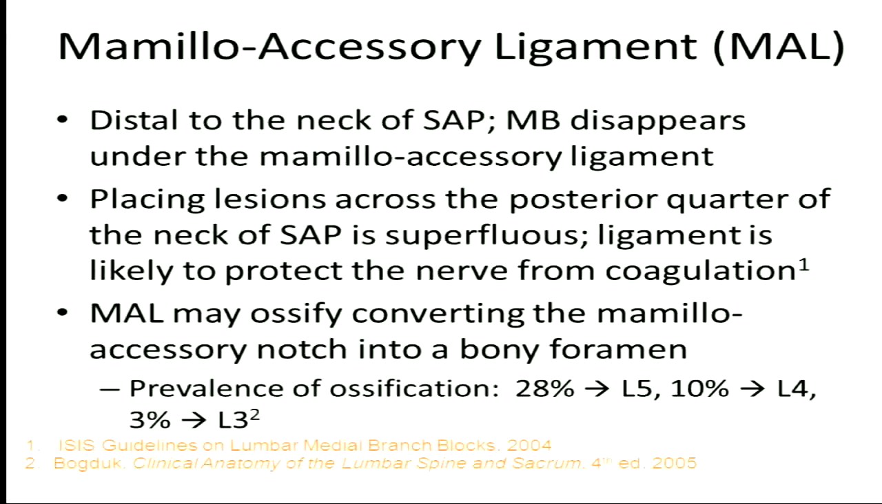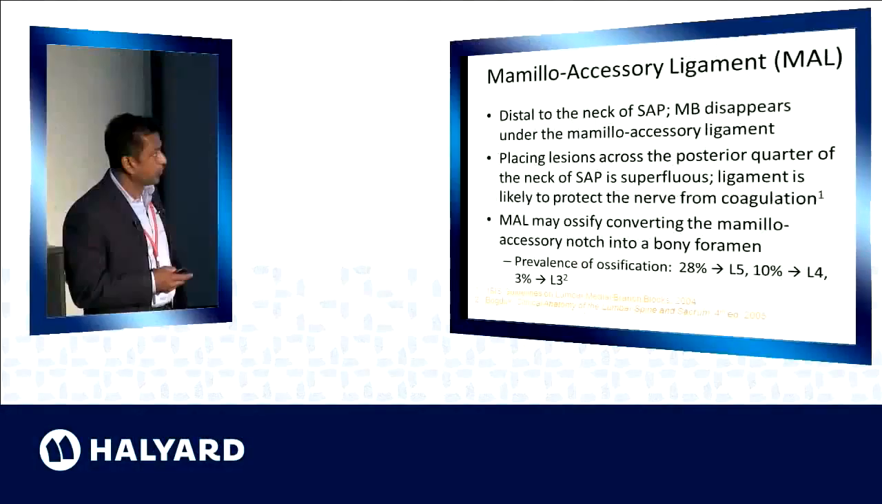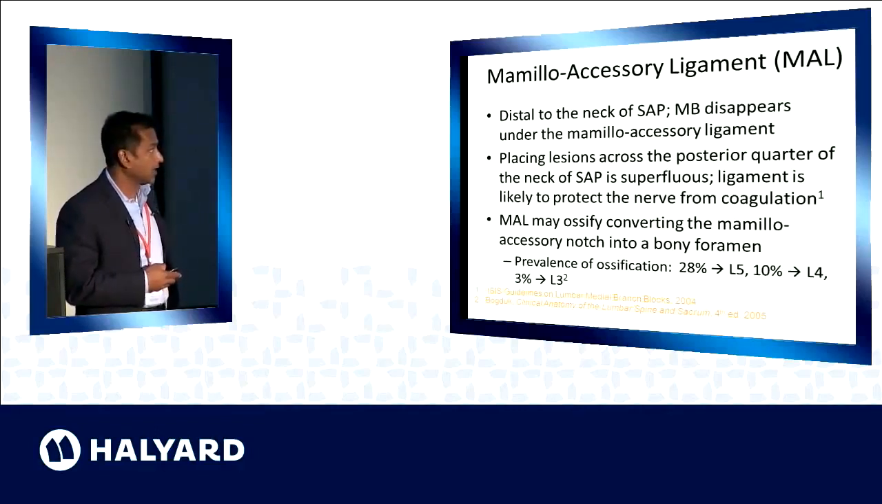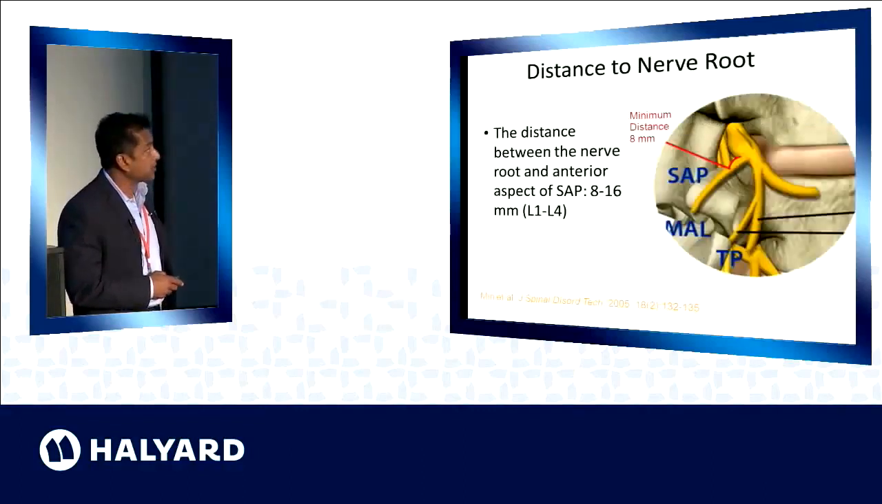So placing a lesion in the posterior part of the SAP may not be the most efficacious way to do it. The ligament may protect the nerve from coagulation. In fact, the ligament can ossify also, converting the notch into more of a bony foramen. This is more common at L5 and less common as we go up the lumbar spine. So doing the lesion a little bit distal on the neck of the SAP, somewhat anterior, may be the best place to catch the nerve.